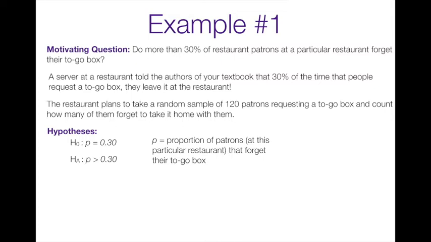And where did the alternative come from? We're going to look at the alternative first. Sometimes that can be helpful. So the alternative, p greater than 0.3, came from our motivating question. Do more than 30% forget the box? So p greater than 0.3. And then we've got a symbol and a number. The null is easy. We know that the symbol and number need to match in both hypotheses and that the null can only have an equal sign in it, so the null becomes p equal to 0.3.